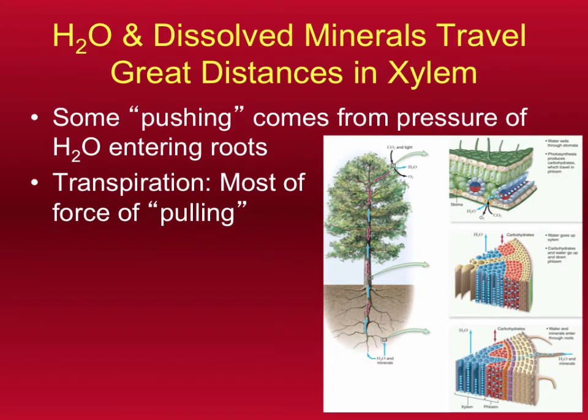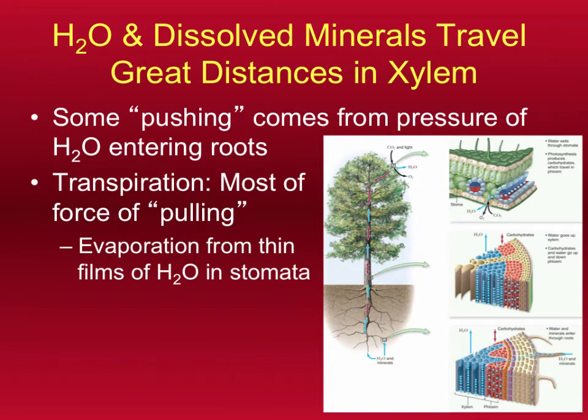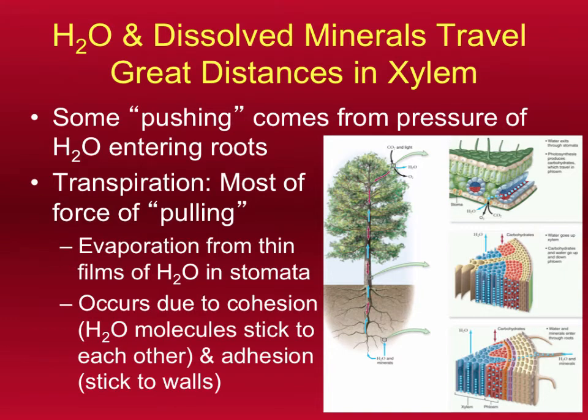Most of the water movement in the plant is actually going to come from the pulling of water that results from transpiration, or evaporation of water at the leaves. That's where 90 or 95% of the force of water being moved through the tree or through the plant is going to take place. It is the pulling of water, not the pushing of water. In particular here we're talking about evaporation of water from the stomata.